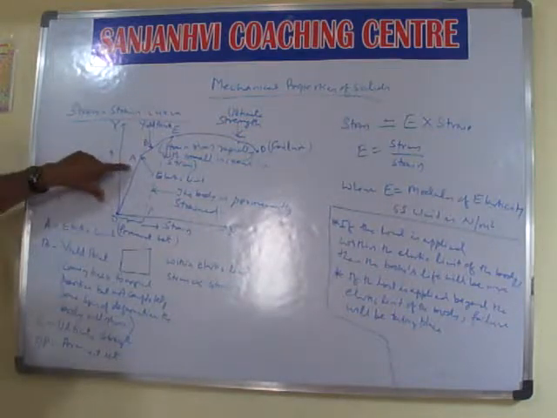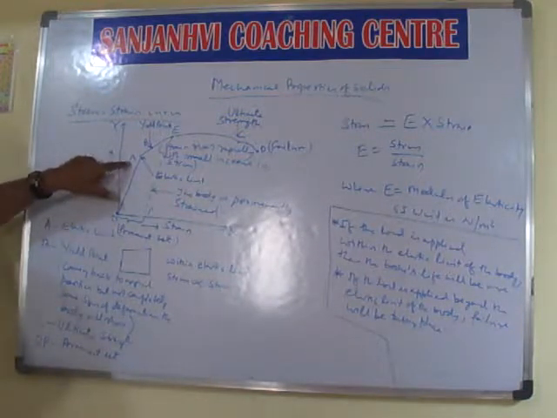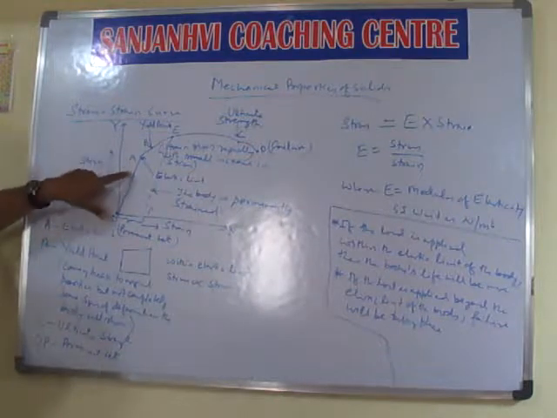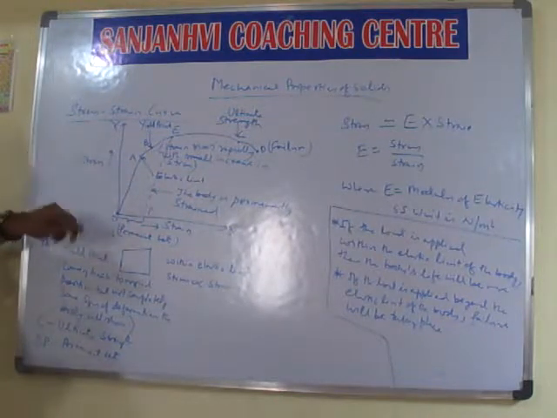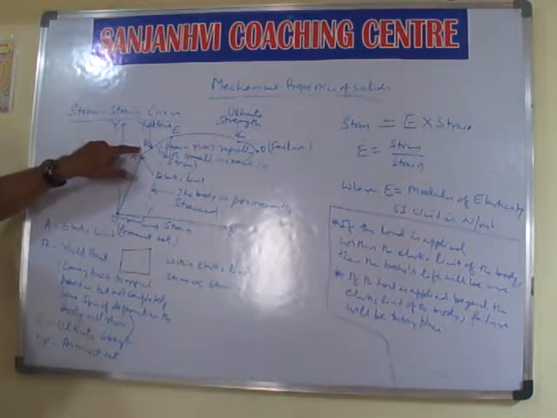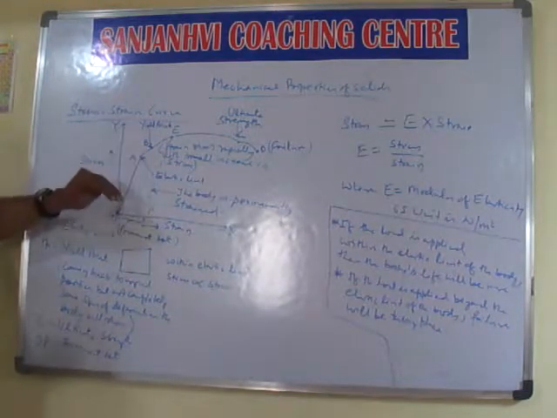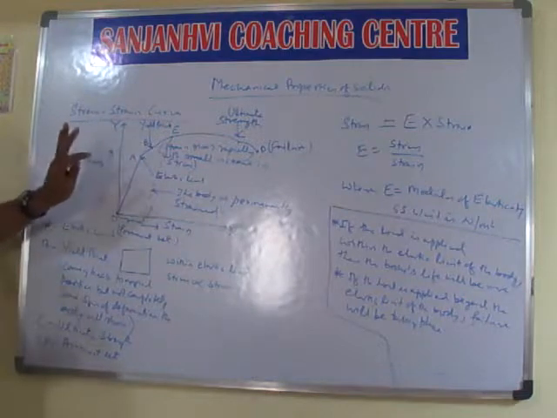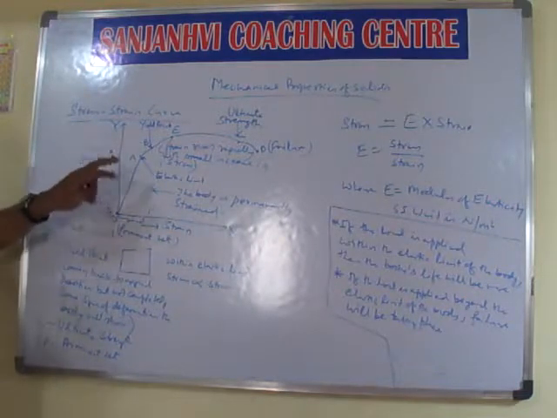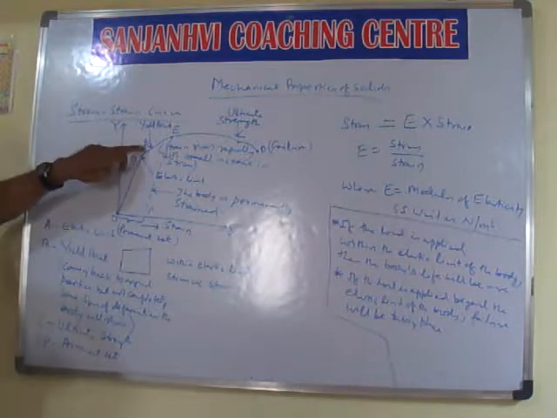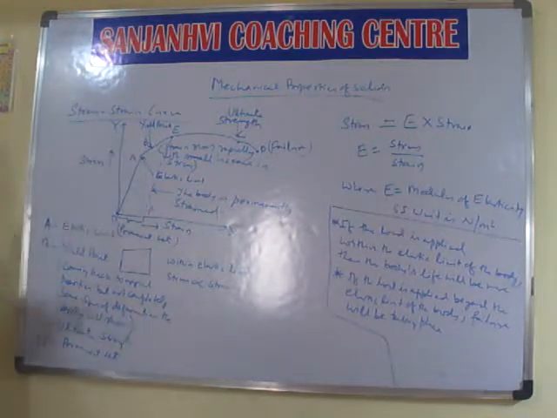So from O to A, within the elastic limit, the body can return back to its original position. From A to B, some sign of deformation will be there, but chances are that it will regain its original position, but that sign of some deformation will exist from A to B. And B is called the yield point. B is called the yield point.